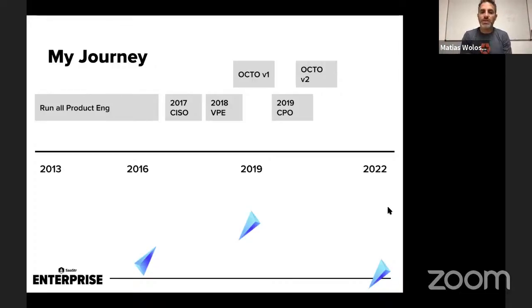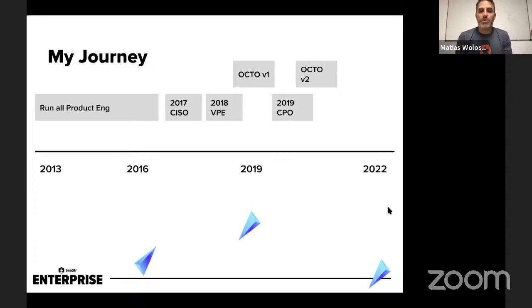So in 2017, it was the first time that I delegated a function that I was running to an executive. This was when we hired the CISO, the Chief Security Officer. It was the first thing that I felt I wasn't an expert on, I didn't have experience doing it before, and it requires deep expertise. So we hired that person. That person reported to the CEO, and I kept running product, engineering, design, and all the product engineering functions.